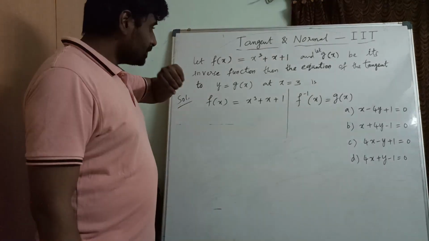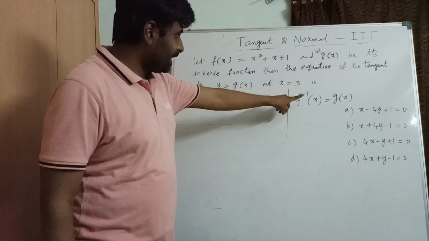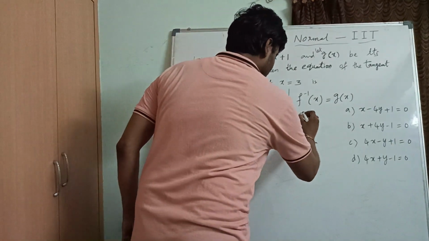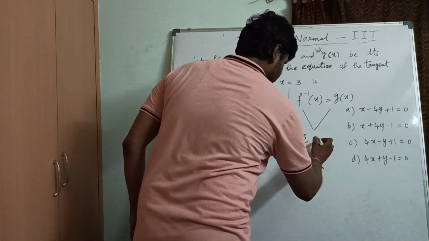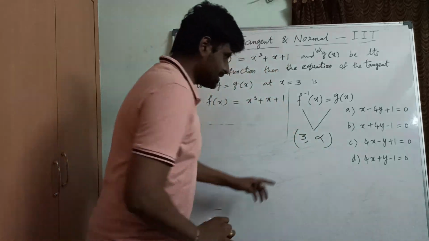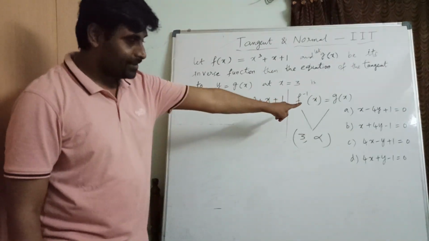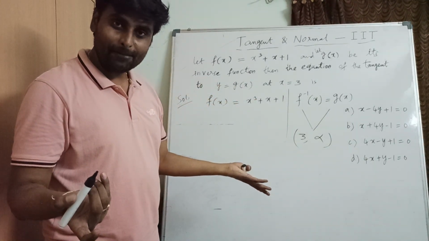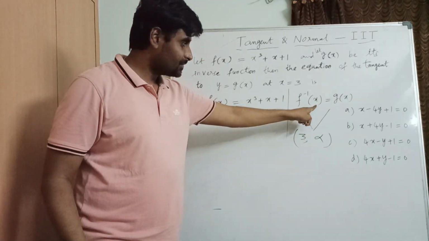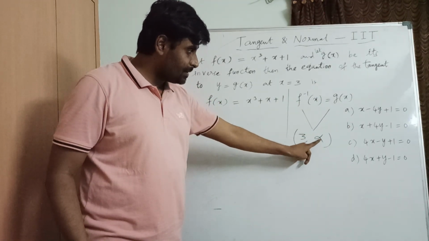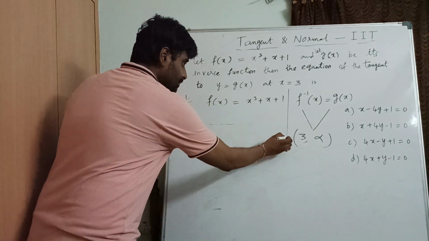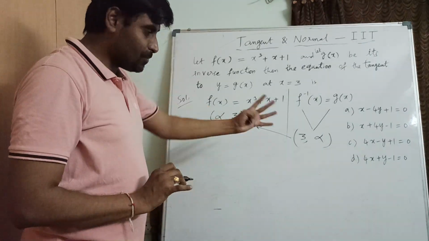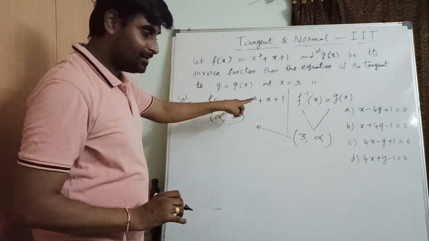So that means where are you going to find the slope of tangent? For this curve at x equal 3, the y value we don't know, let us take it as alpha. So what is the point of contact on the inverse curve? x equal 3, y we don't know, alpha. So 3 comma alpha is the point on the inverse curve. Then what about the point on this curve? Alpha comma 3, correct or not? Reverse point.